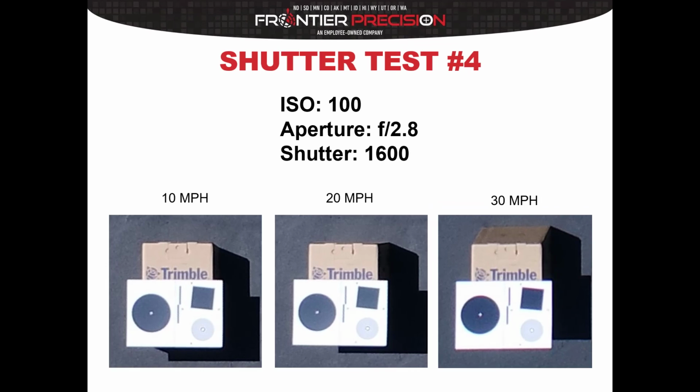The last test I flew was with the ISO value at 100, aperture at 2.8, and shutter at 1600. At this zoom level, it would appear no different from the last flight using the 1000 shutter speed setting. The resulting images have clear definition around the edges.